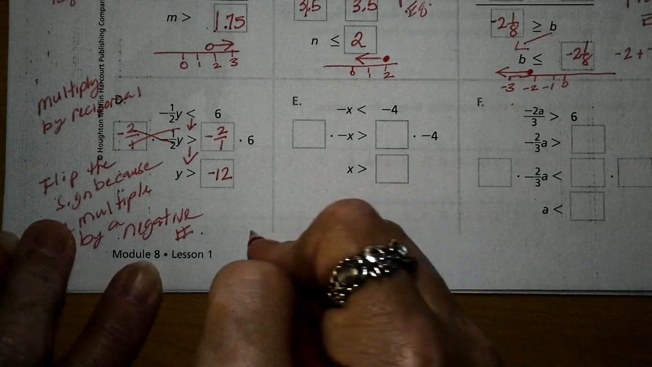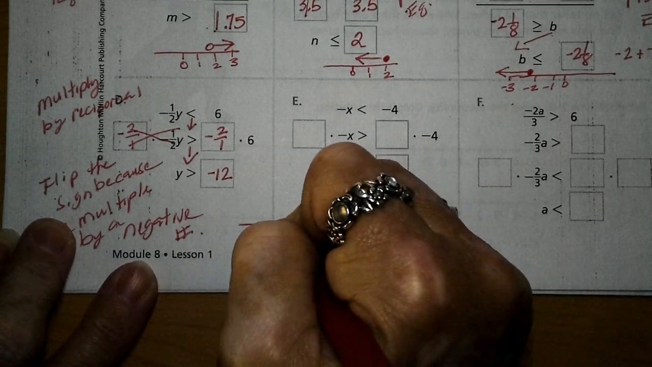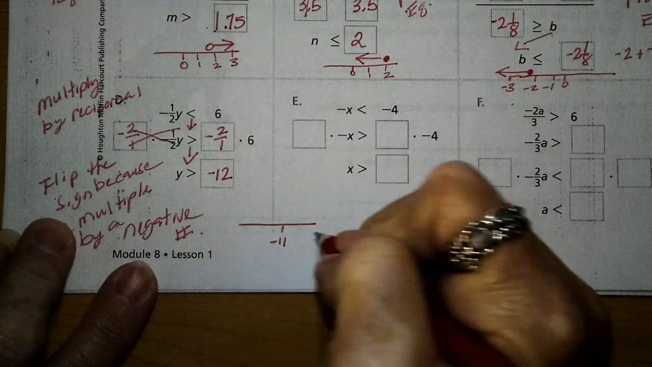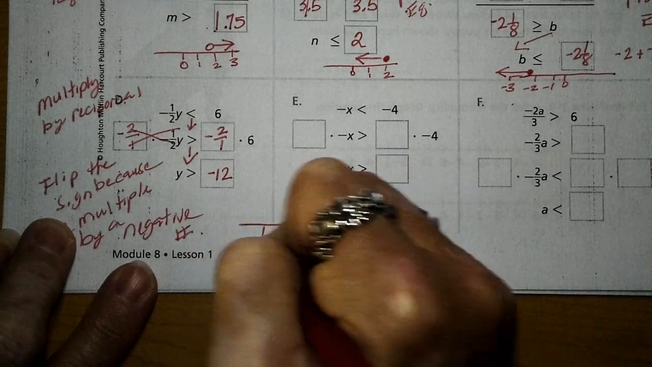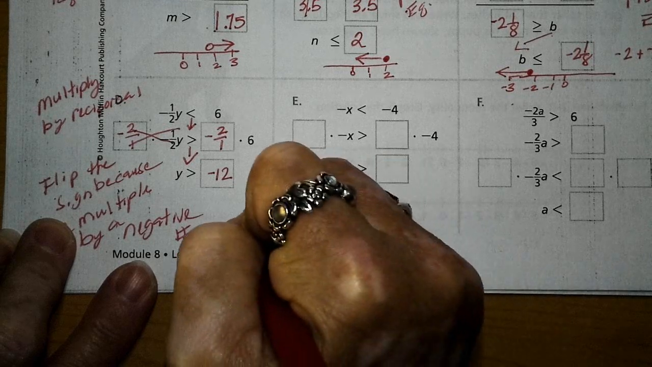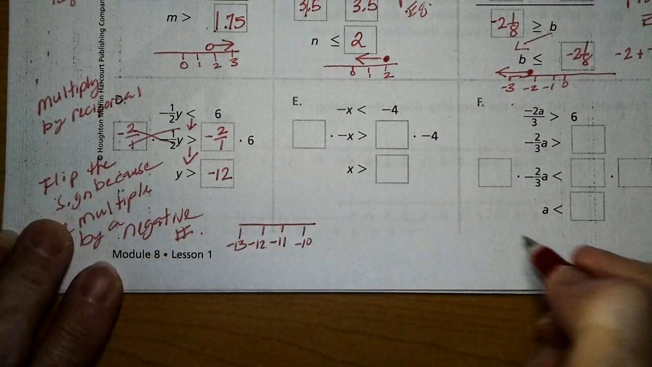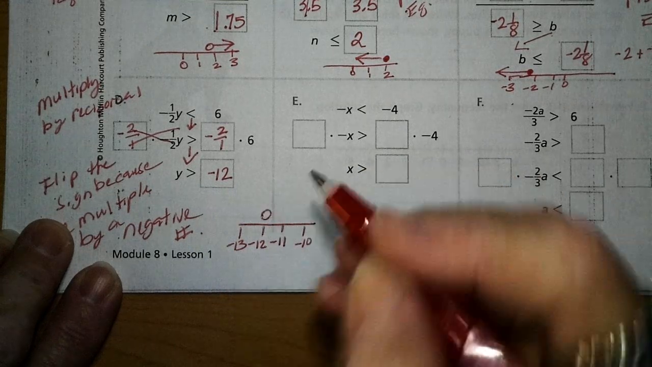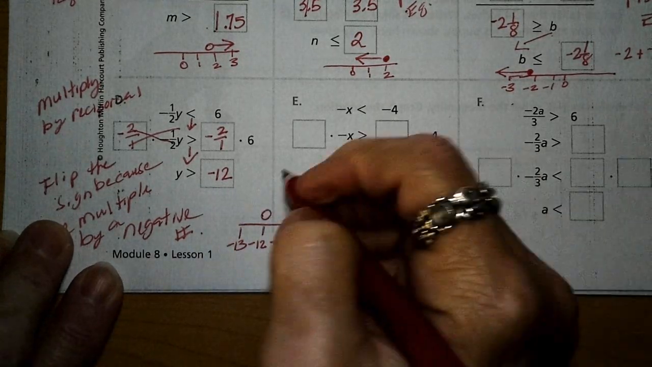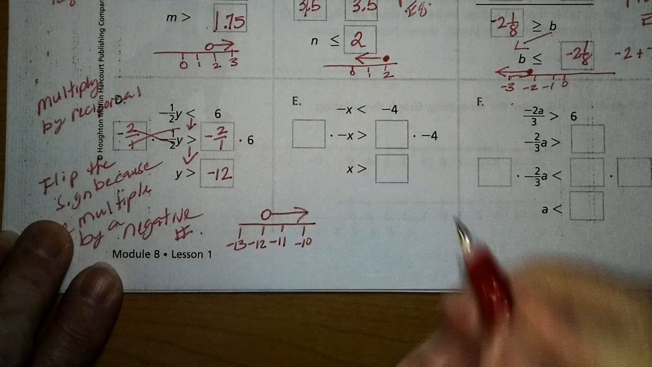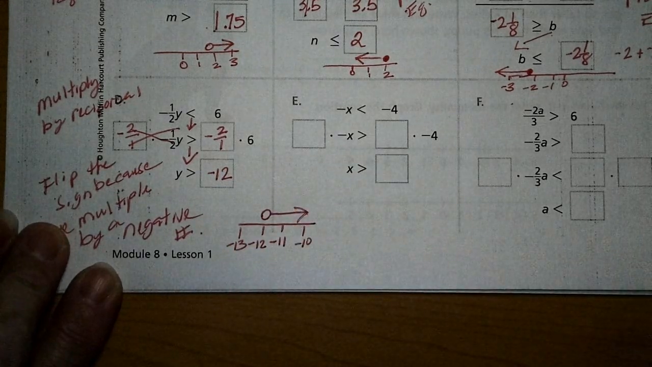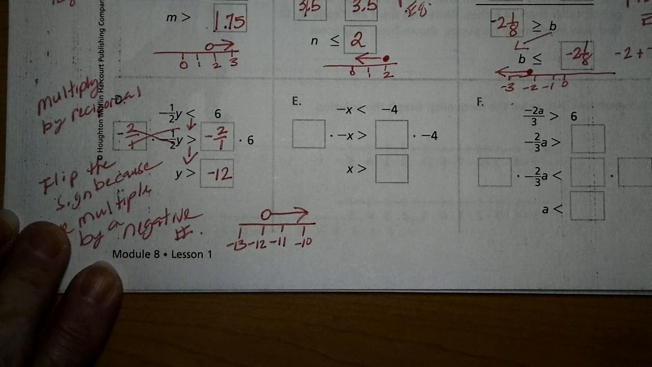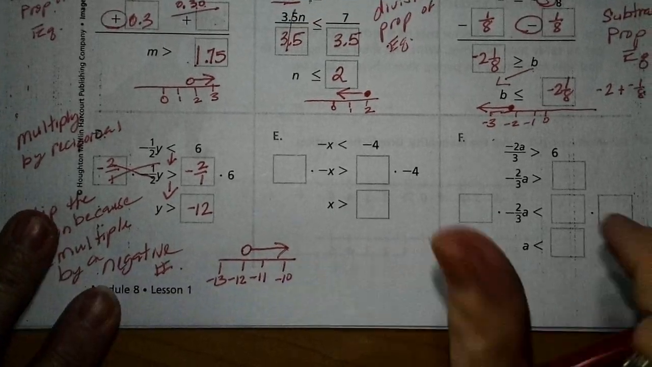Okay, if I was going to graph it, this would be negative 11, negative 12, negative 10, negative 13. Open circle at negative 12, and it's greater than, so my arrow would look like that. Okay? All right, E.